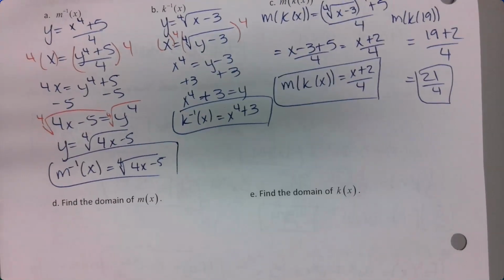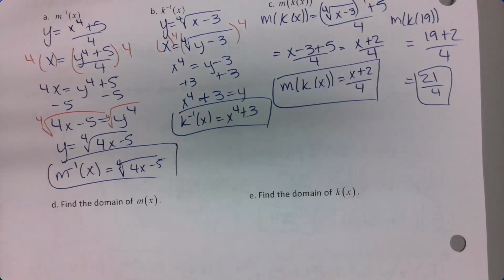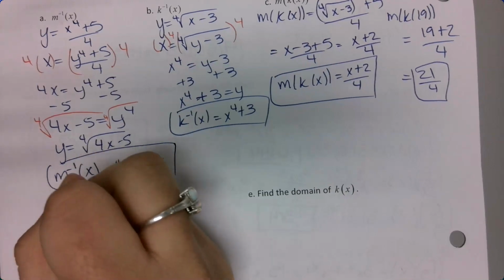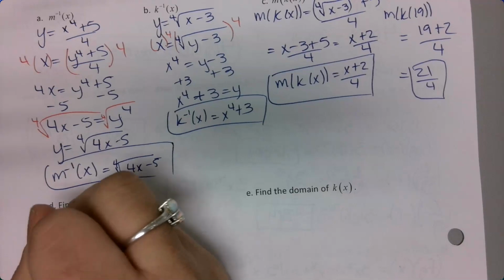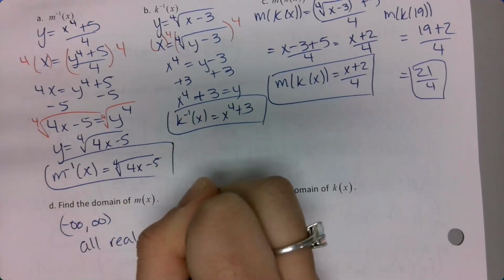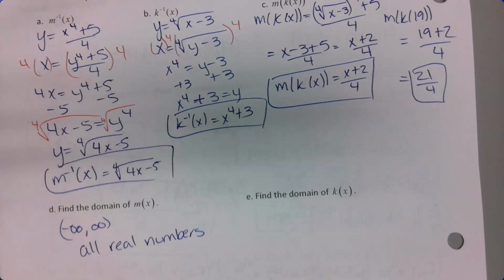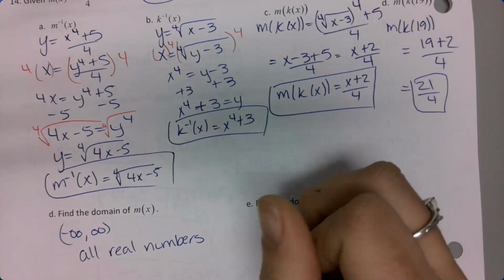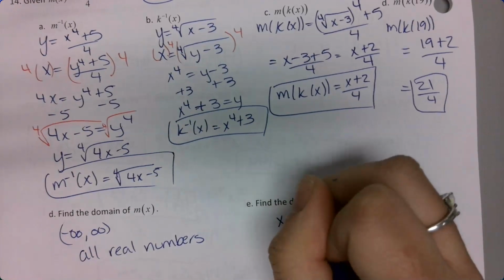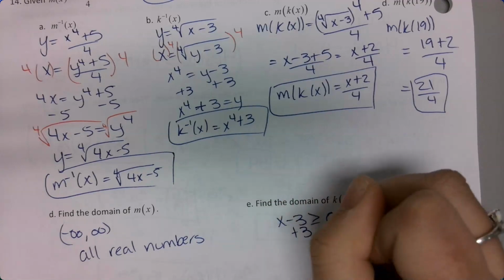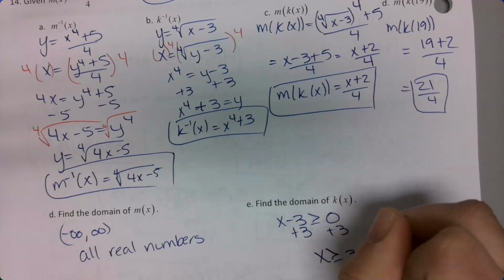Next one wants me to find the domain of m. So this one is going to be all real numbers, so negative infinity to infinity, or the phrase all real numbers. This is because I can plug in anything for my x. On E, this one has the radical, so I want to take that and set it greater than or equal to 0. Then I add 3 to both sides. X is greater than or equal to 3.